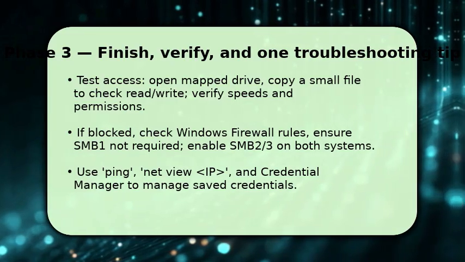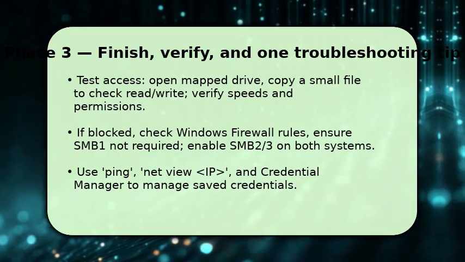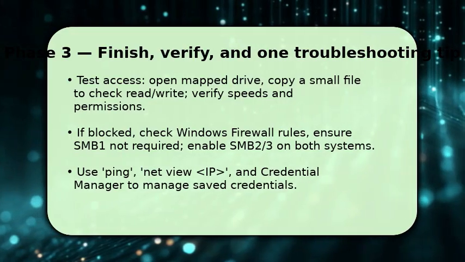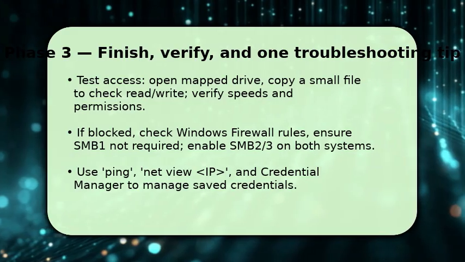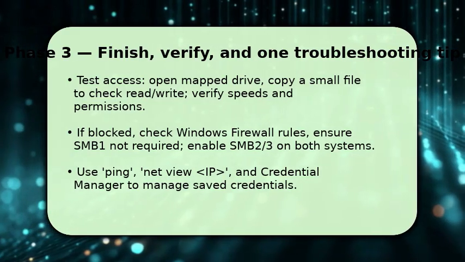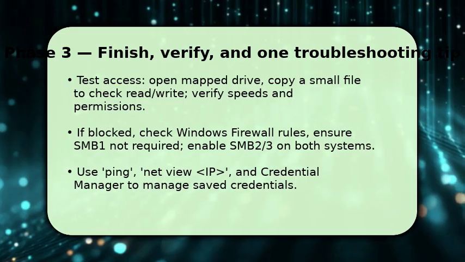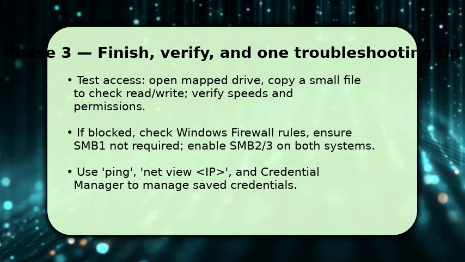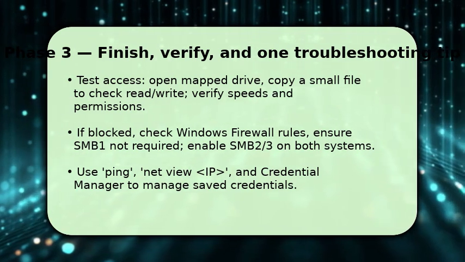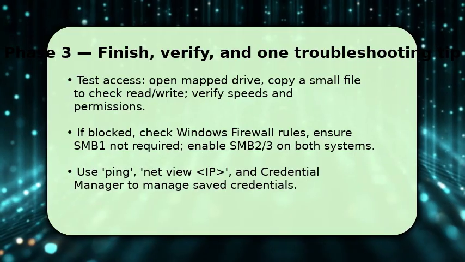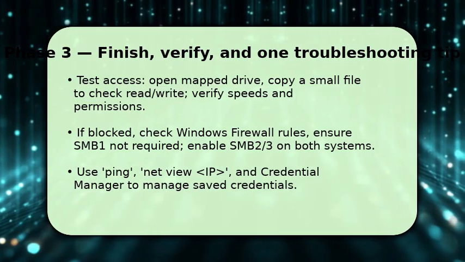If you can't connect, first ping the Windows 7 IP to confirm reachability, then check firewall rules and ensure you're not relying on SMB1. Modern Windows uses SMB2 or SMB3. Also run net view \\IP to list shares and clear or update any saved credentials in Credential Manager. One key tip: enable file sharing profiles only.